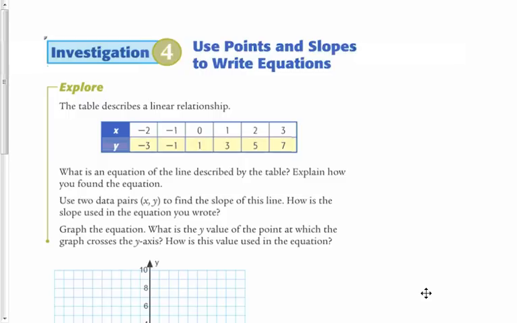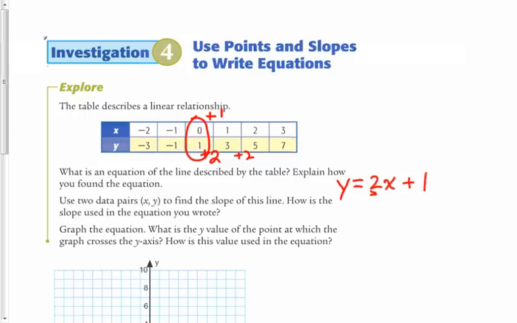All right, so it says, what is the equation of line described by the table? Explain how you found the equation. That would be y equals 2x plus 1. And you should have said that since these were going up by 1, the slope is the difference between the y values, which is 2. So that gives us our coefficient. And then the constant term is given by the y-intercept, or the output when the input is 0, the y value when the input is 0.